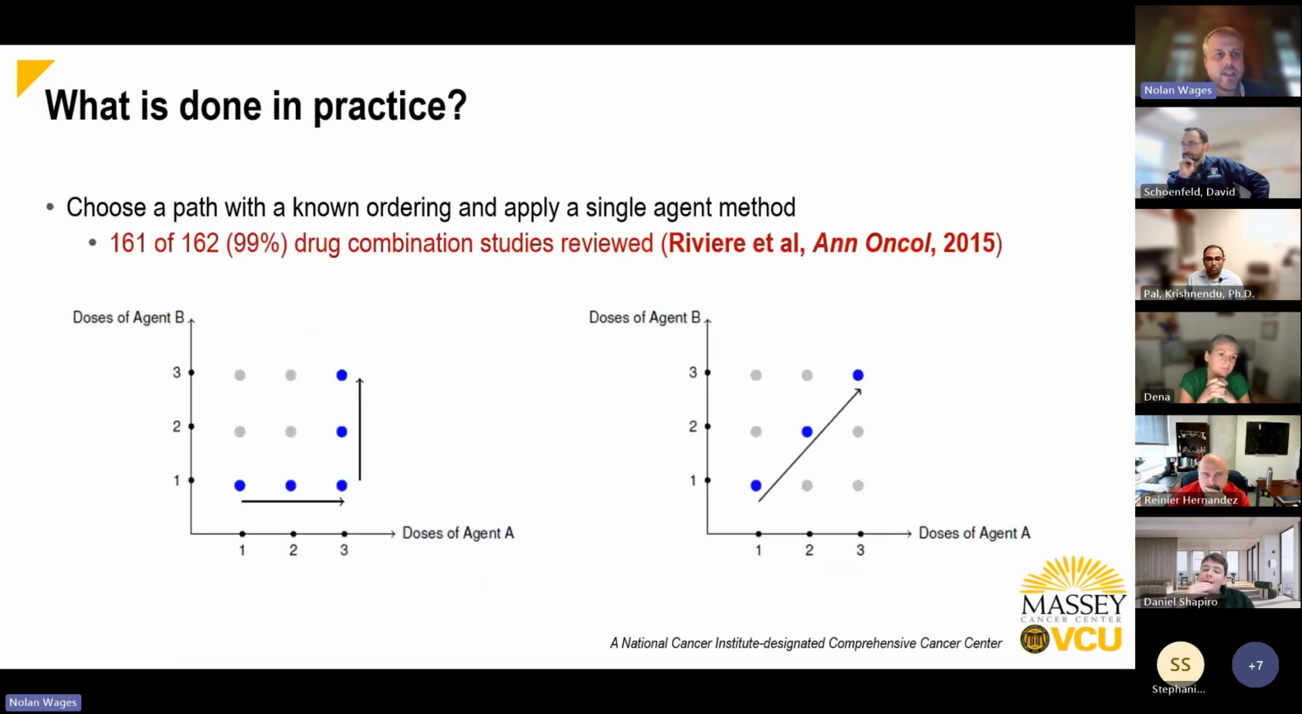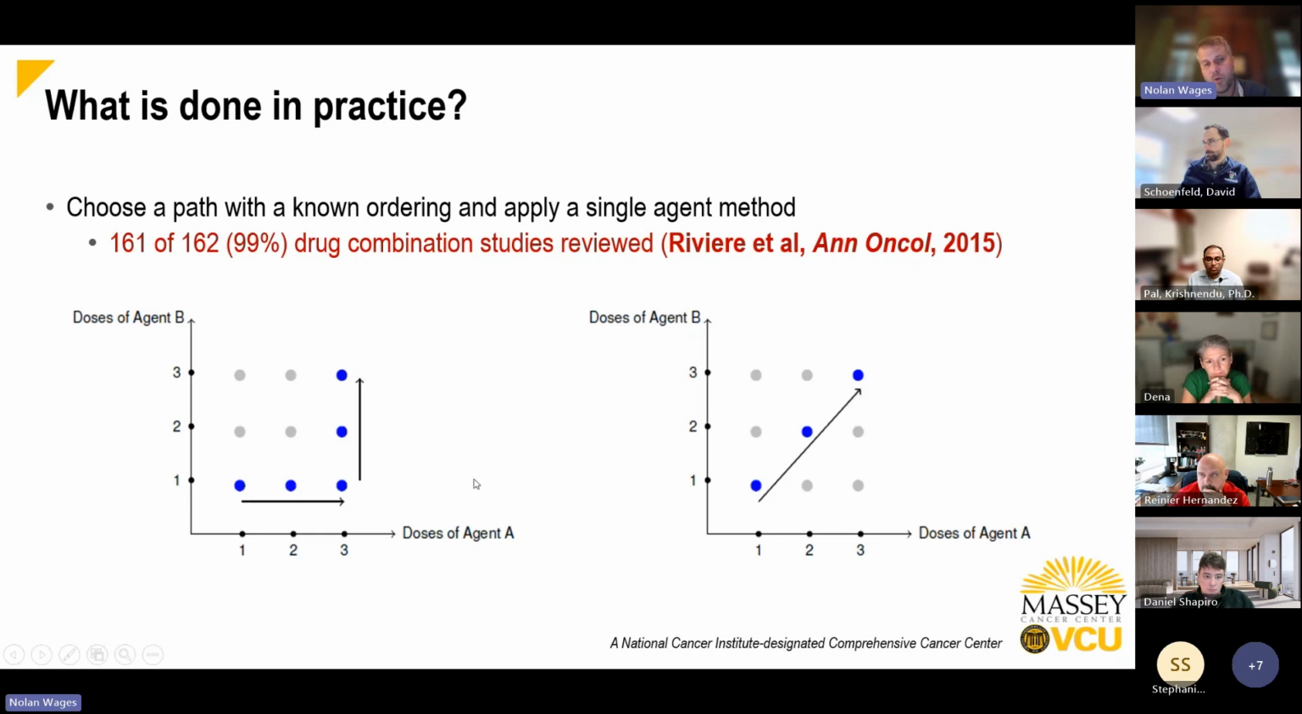So here's what's done in practice. This is an old review, but in 2015, in Annals of Oncology, 162 drug combination studies were reviewed in which 2 agents were escalated, and 161 of 162 chose a path with some known ordering and applied some single agent method like CRM or BOIN or 3+3.